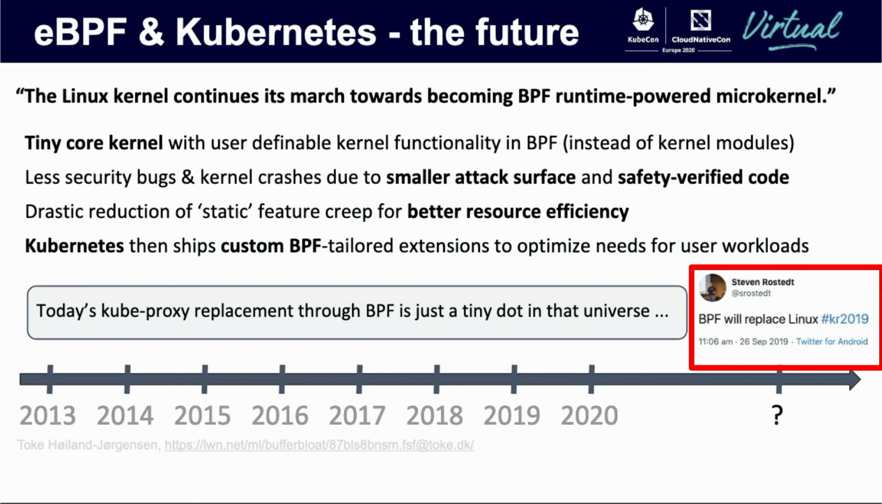The definition of microkernel is what we have in here. We have the tiny core kernel with user definable kernel functionality in eBPF, instead of having separate kernel modules, because they make the kernel bulky. And I know this is not a security talk, but as the code base in any software, including a kernel, increases, the more bugs and the more exploiting options there are in there. Obviously, when it's a smaller code base, you have fewer security bugs and fewer kernel crashes because it's more vetted.